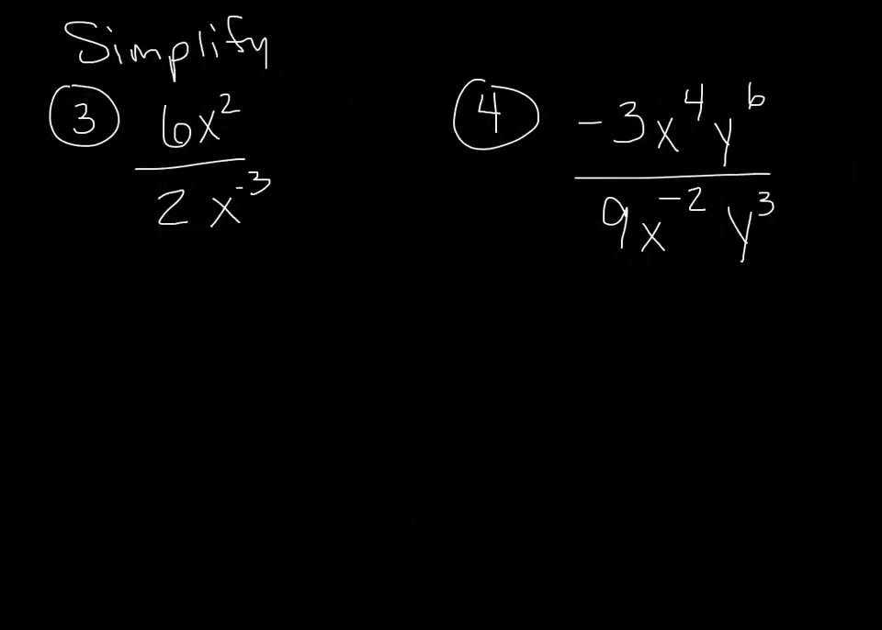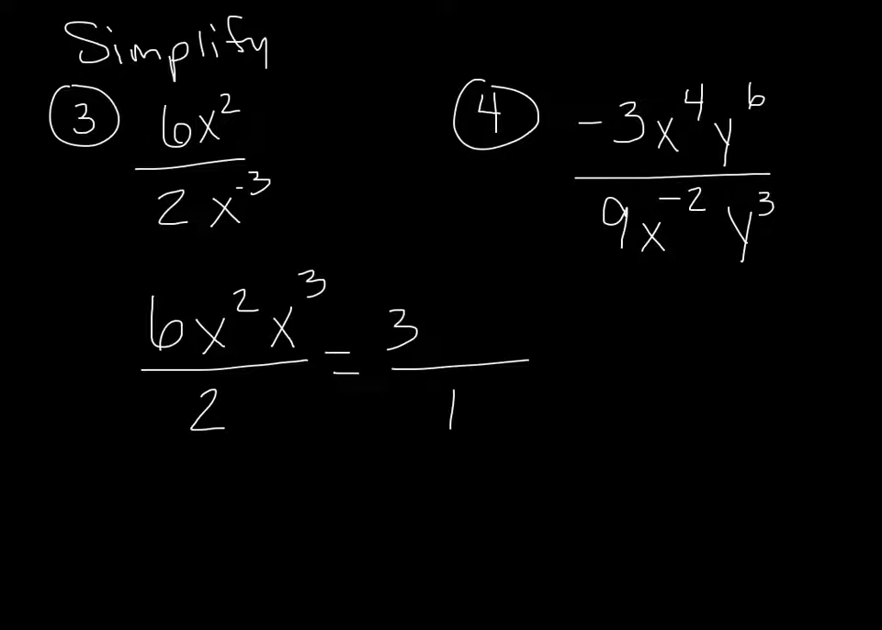Number 3, 6x to the 2nd over 2x to the negative 3. You notice we have a negative exponent. We need to move that first before we can do anything else. So we have 6x to the 2nd. Well, that x to the negative 3 also needs to be on top as x to the 3rd over 2. Okay, now look at your numbers, 6 and 2. They simplify to 3 over 1. Okay, x to the 2nd times x to the 3rd is x to the 5th. Alright, so make sure you move your negative exponents before you do anything else.